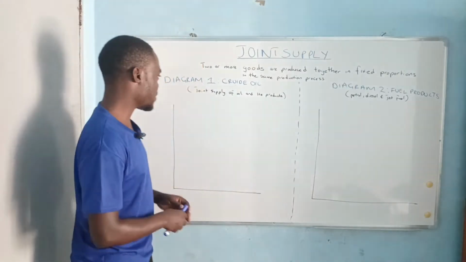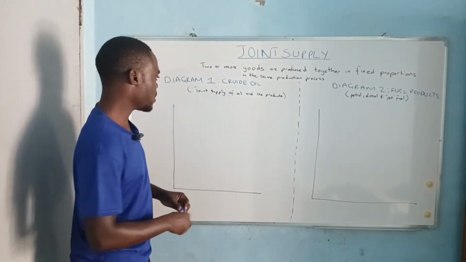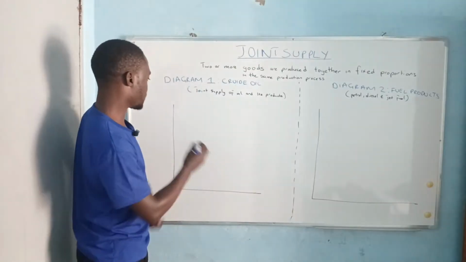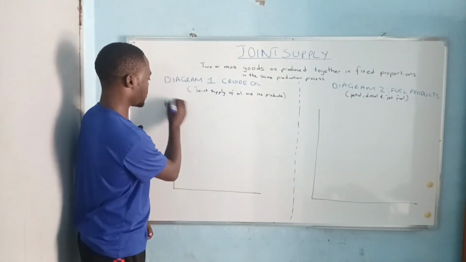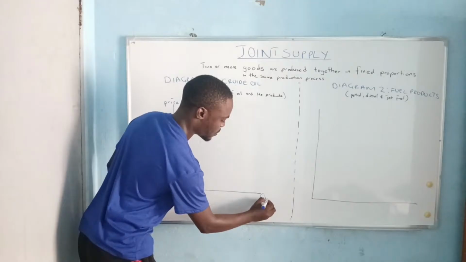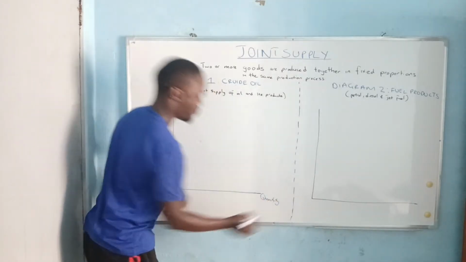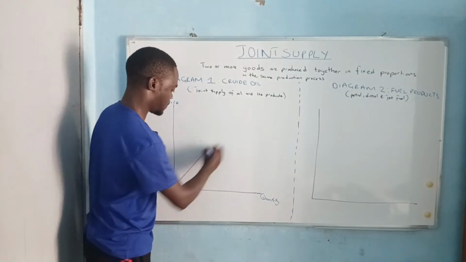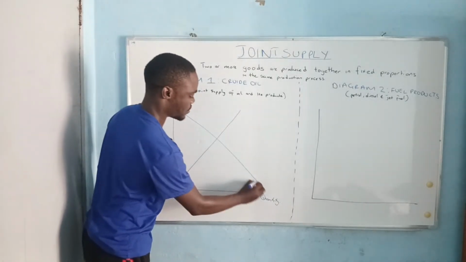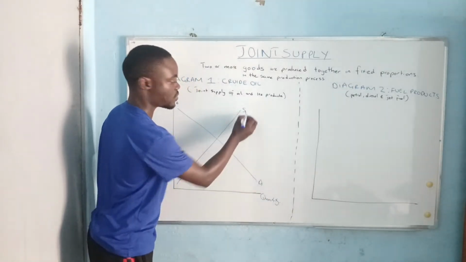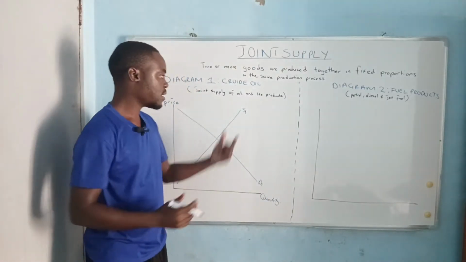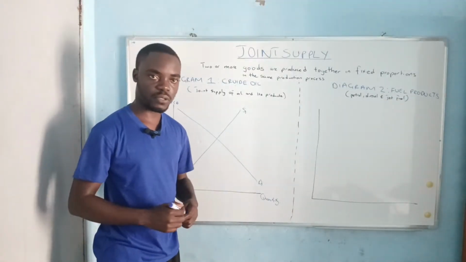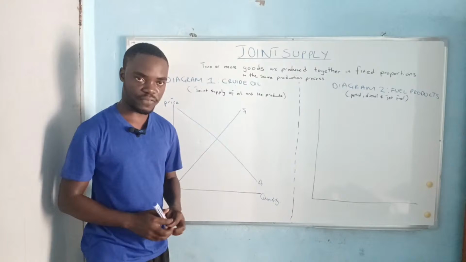So here we're talking about the diagram of crude oil, like I just said, the joint supply of oil and its products. What happens is that because of the USA and the Iran conflict, we are going to see supply for crude oil shifting to the left. Because as you know, up to now, ships in the Strait of Hormuz are being stopped from supplying fuel to the rest of the world, which is affecting the supply of crude oil.